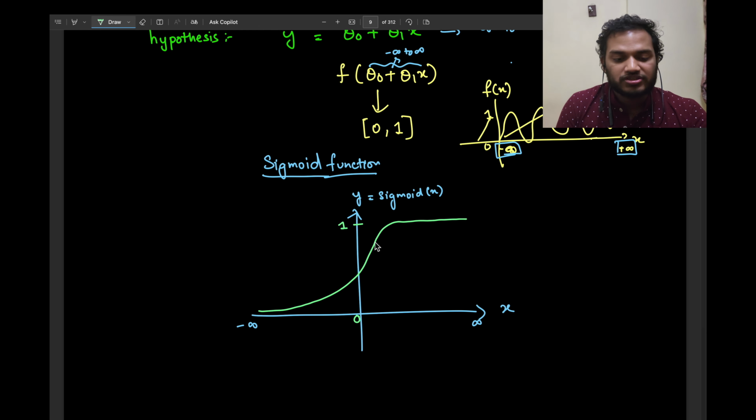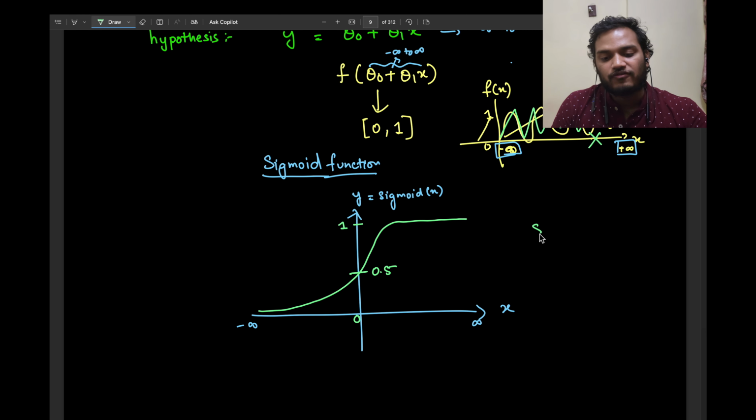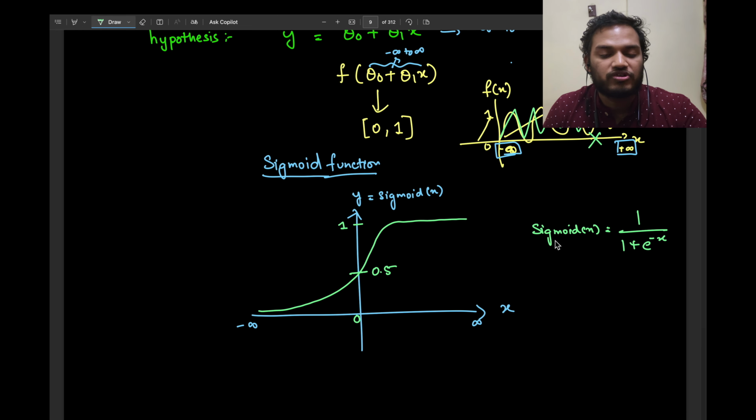And if you observe, it is continuously increasing. It is not alternating between 0 and 1. Such functions we are not interested in. And where it is touching this particular axis, it is touching at 0.5. So this is the sigmoid function's graph. And the sigmoid of x formula will look something like this: 1 by 1 plus e power minus x. So this is the formula for sigmoid of x.